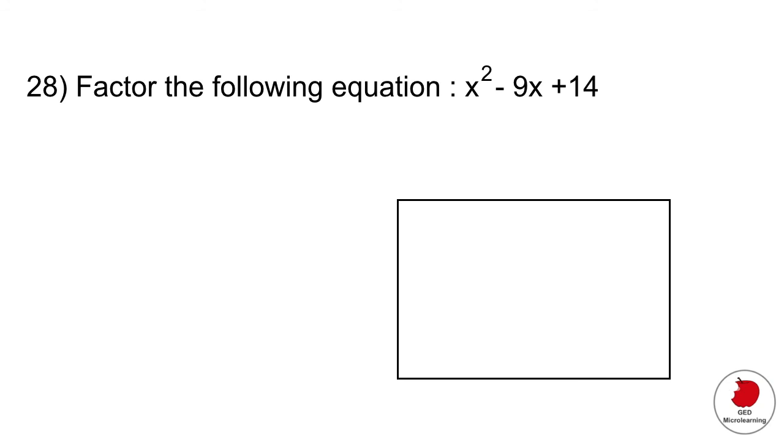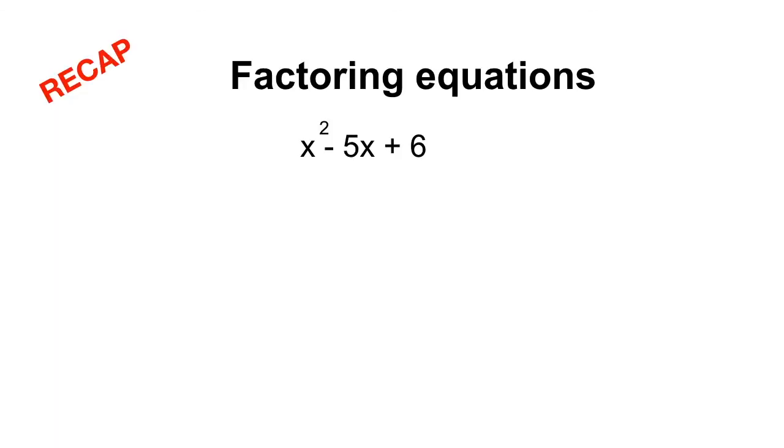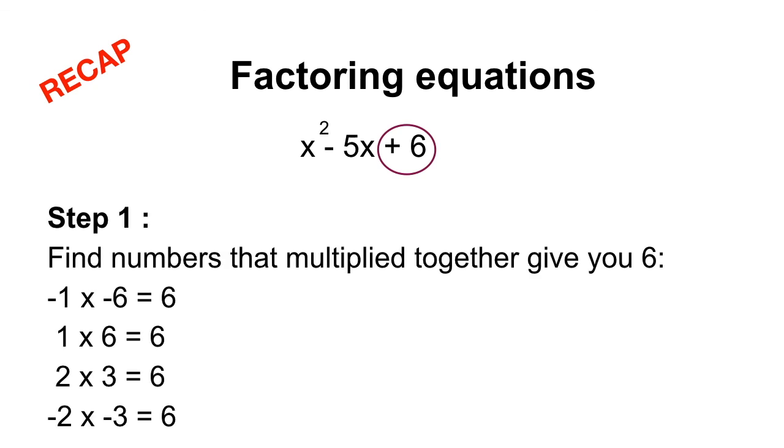All right, question 28. This question is asking you to factor an equation. And usually what students do is that they go crazy plugging in numbers, and it wastes a lot of time. So let's just quickly recap how this works. When you're asked to factor an equation, the first thing that you're going to look at is the number furthest to the right. Step 1 is to find the factors of this number, meaning find all the numbers that when you multiply them together give you 6.